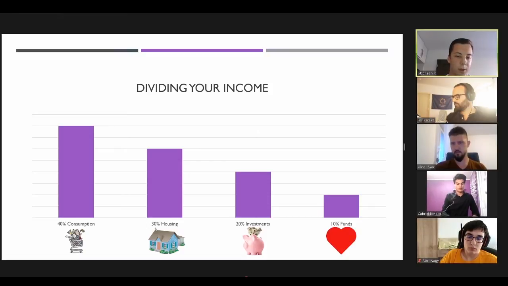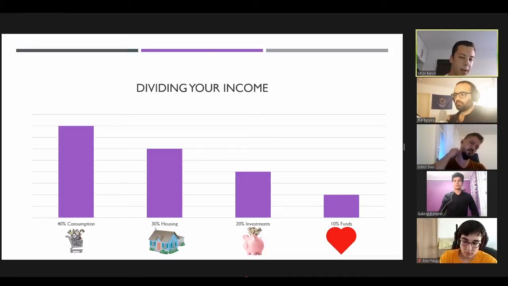Another part is housing. That should be 30% of your income, and it includes the money that you have to give away on a regular basis. For example, every month you pay for rent, if you don't live in your own house, you pay for electricity, for the internet, for the mobile phone, and stuff. This should be 30% of your income. This is housing, and it's the second biggest part of your income.